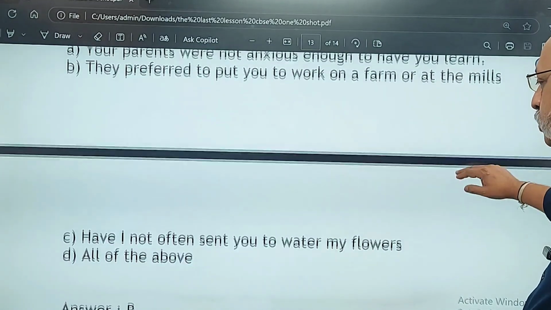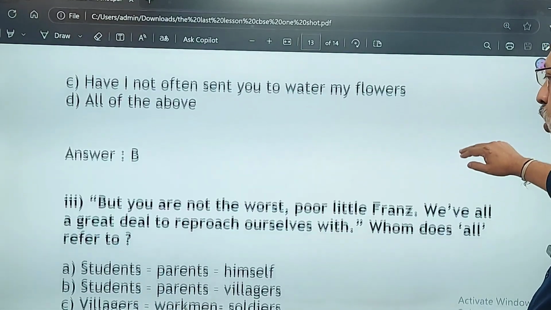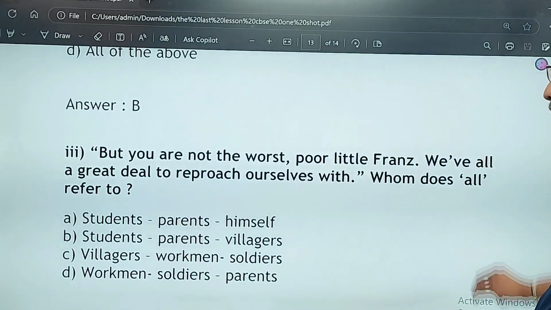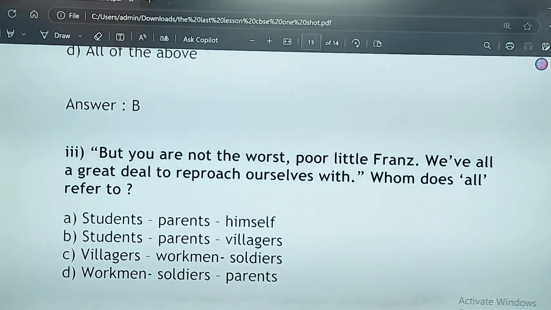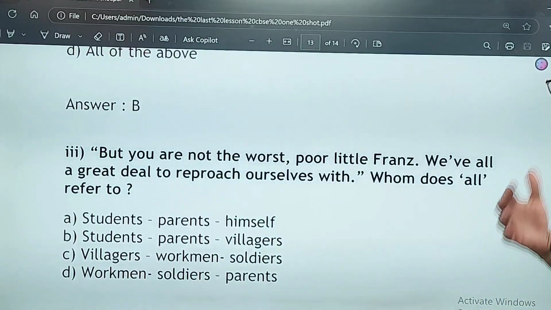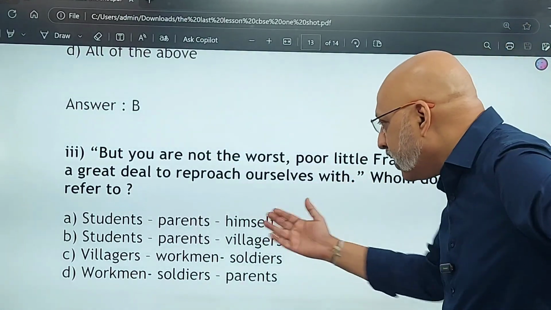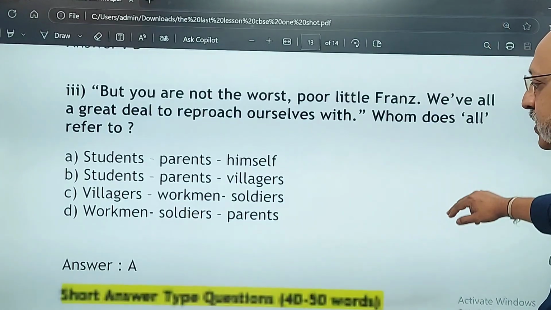So the correct answer is B. But you're not the worst. Poor little France, we've all a great deal to reproach ourselves with. Whom does all refer to? We all have, so he's talking about himself also. So the correct option is A.